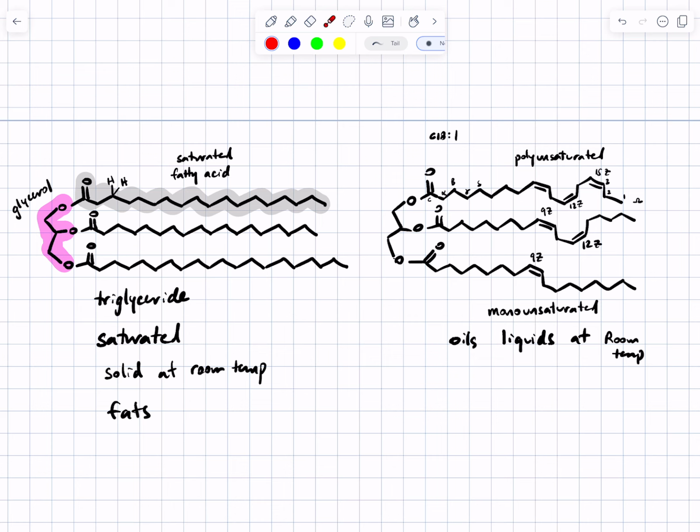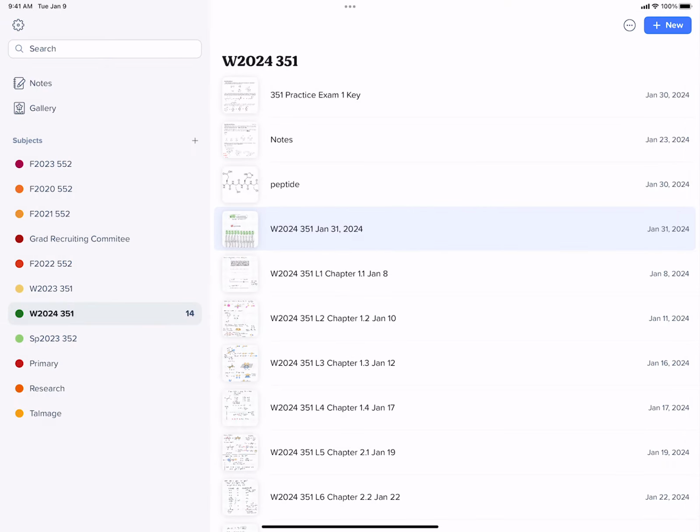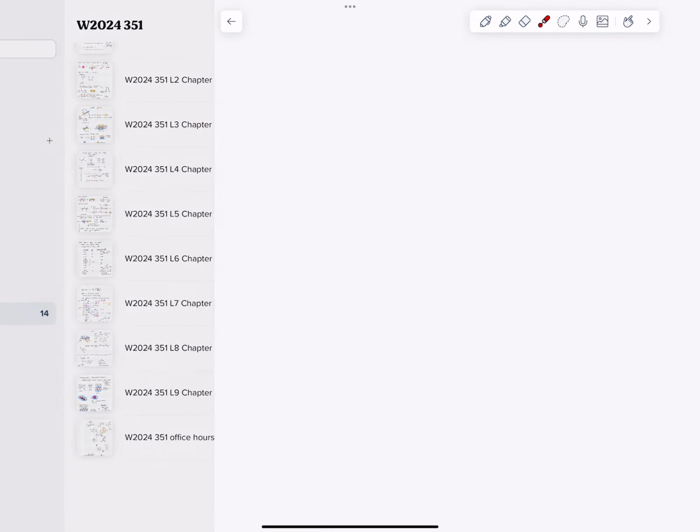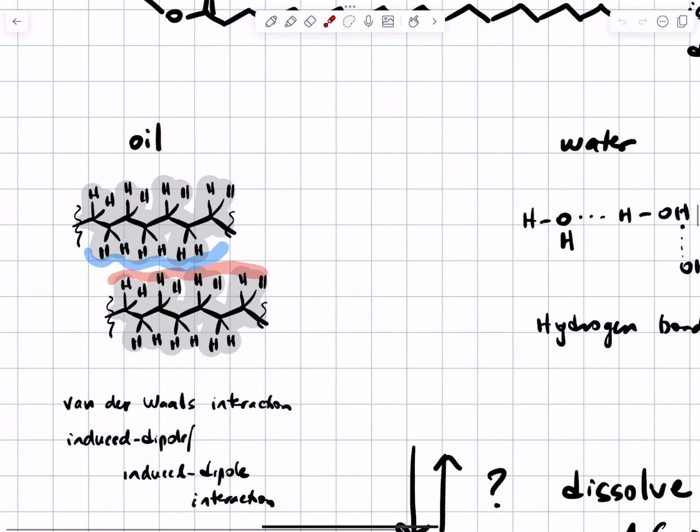Now, we've already talked about van der Waals interactions or dispersion interactions and how these are related to the contact surface area between various molecules. So I'm going to copy something from the notes from a previous lecture. You've seen this before.